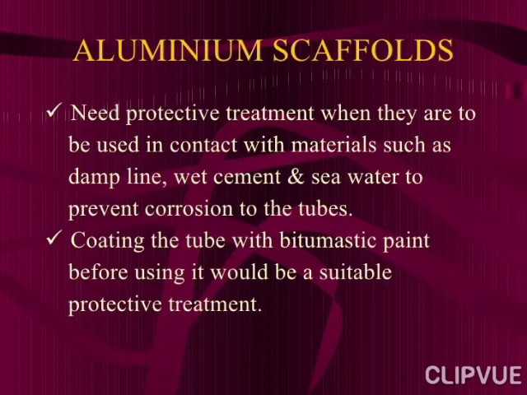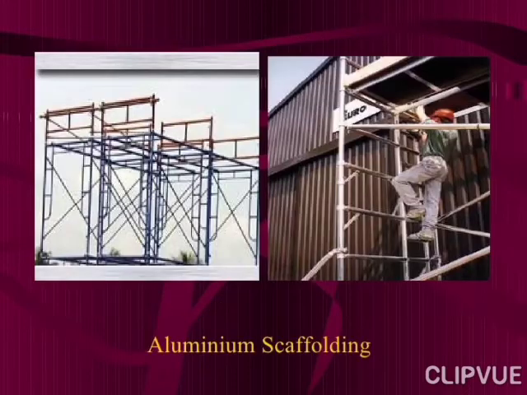Aluminum scaffolds. These need protective treatment when they are used in contact with materials such as damp lime, wet cement and seawater to prevent corrosion of the tubes. Coating the tube with bituminous paint before using it would be a suitable protective treatment. So here you can see how the aluminum scaffolding actually looks.